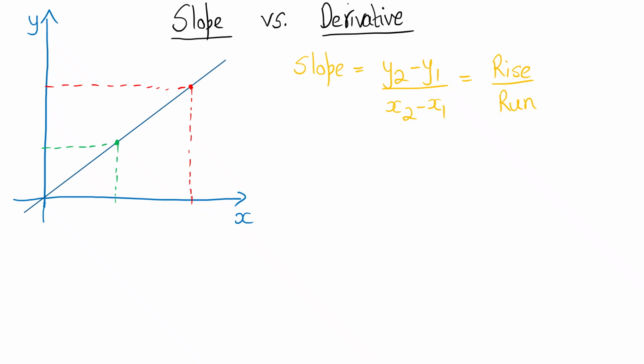So I want to talk about the distinction here between the derivative and the slope. So we know that a slope is just equal to rise over run. So let's talk more concretely about it.